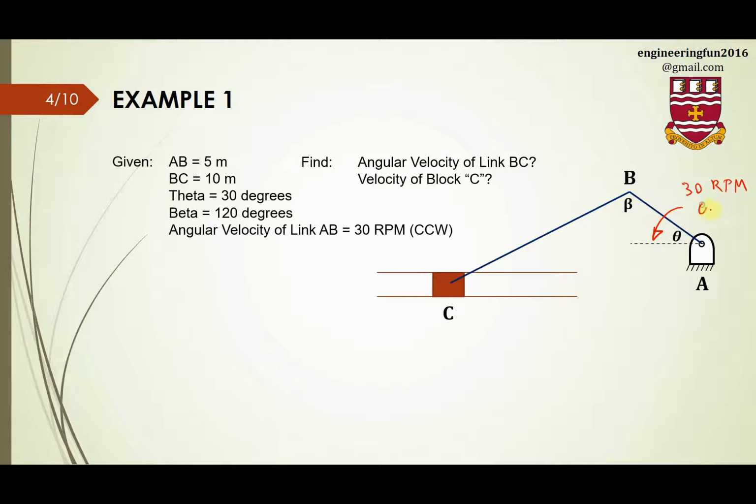And this is omega AB. Maybe I can keep omega AB, and I can find everything based on omega AB. And we are asked to find the angular velocity of link BC, this link, and the velocity of block C.